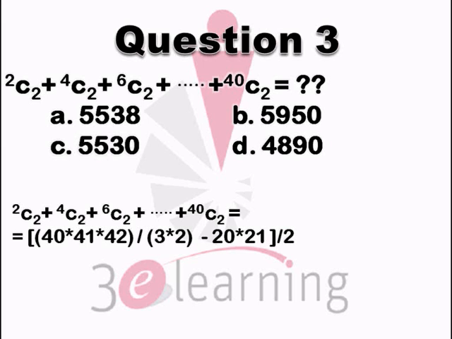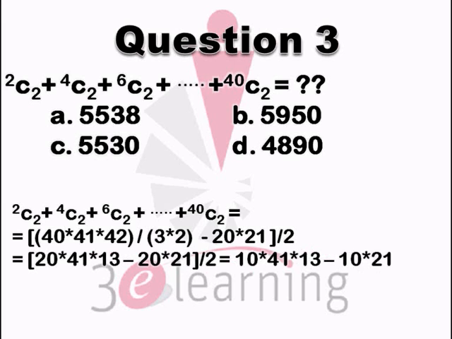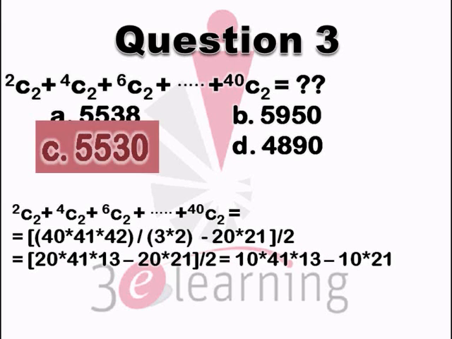So we can say for 41 we have 40 into 41 into 42 by 6. And from 2 to 40 we have only 20 bundles. So we can say the gap is 20 into 21. If we solve this calculation, we finally get 5530. So option 3 is our answer.